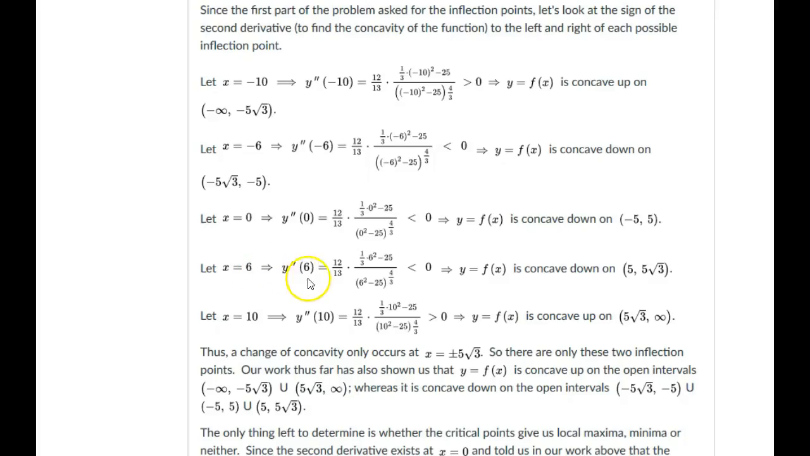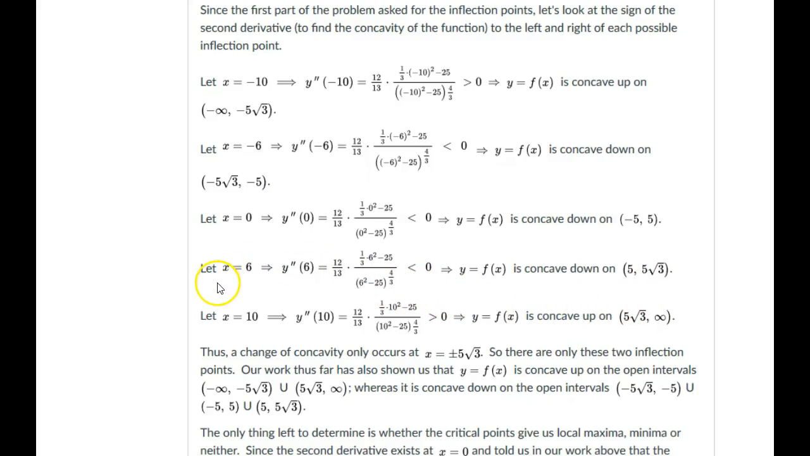I'm going to look just to the right of x equals 5, but not all the way to 5 square root of 3, of course. So I'm going to look at x equals 6, and I see that that's also negative, right? 1/3 times 6 squared, 1/3 times 36 is again around 12. Minus 25, that's negative. Denominator is always positive, so that's a negative number. So the function is concave down from 5 to 5 square root of 3 also.